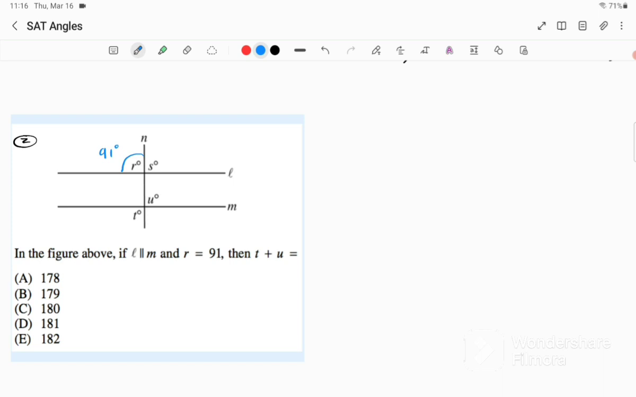Now, first, we need to find what T and U are, and we need to find S first, because remember, S is equal to U because L and M are parallel, so they're similar angles, and U and T are opposite, so U is equal to T. They are the same angle. So S, U, and T are the same angle. And R plus S is equal to 180 since they're on the same line. So S is going to equal 180 minus R, which is 91. And that gives us S is equal to 89 degrees.